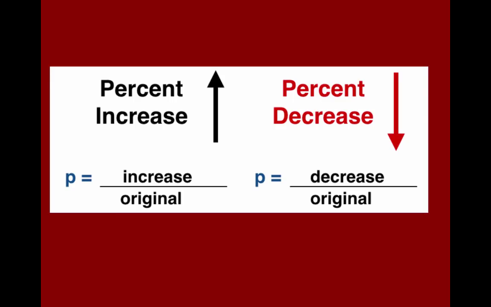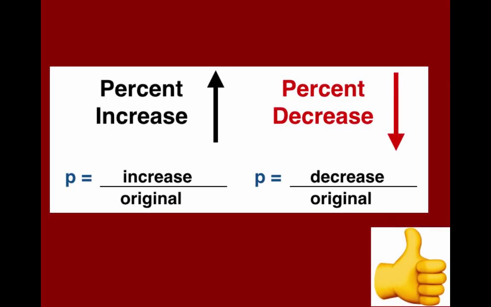Here's kind of the summary of what this video is all about. Percent increase and percent decrease are opposites of each other, but their formulas, their equations look very similar. P equals increase over original, or P equals decrease over original.